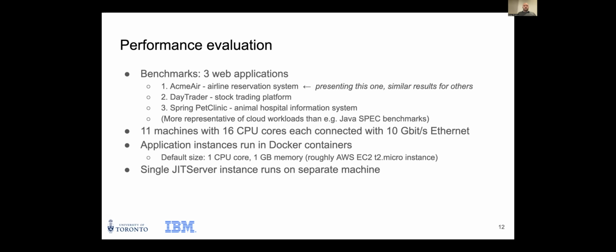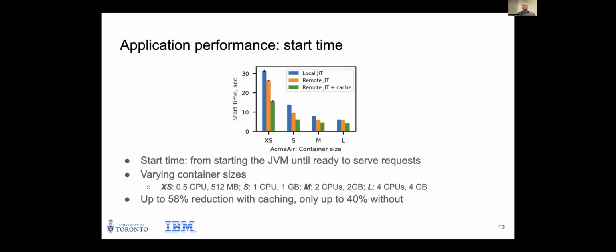We run this on a cluster of machines with 16 CPU cores each and 10 gigabit commodity Ethernet. We run applications in Docker containers with a small amount of resources, and they run with the JITServer on a separate machine, so there is always remote network communication in the way. We measure start time, which we define as the time from the starting of the JVM process until the application becomes ready to start serving HTTP requests.